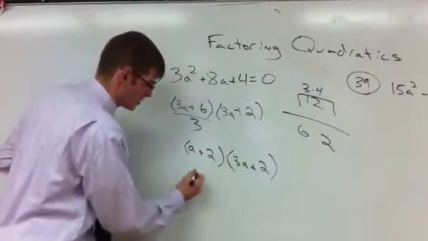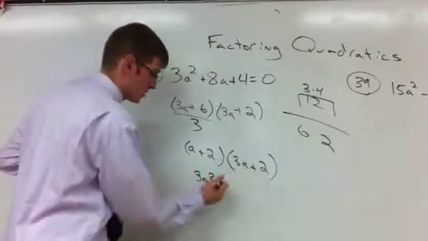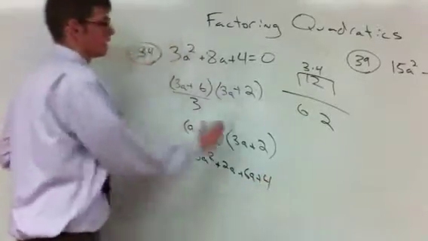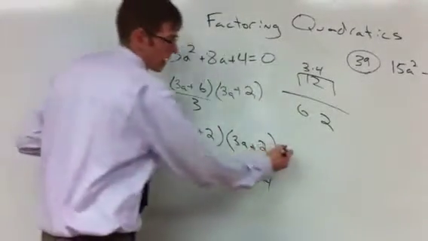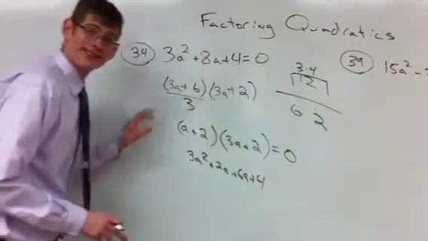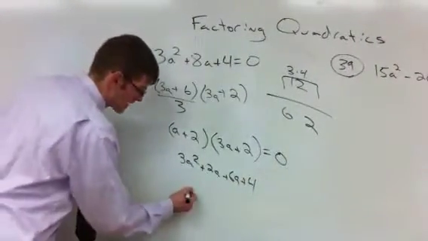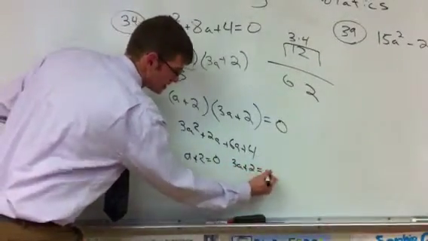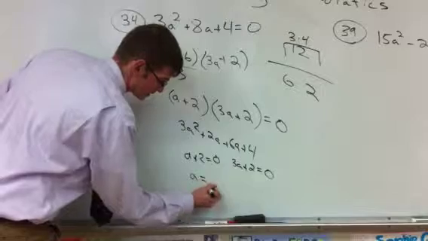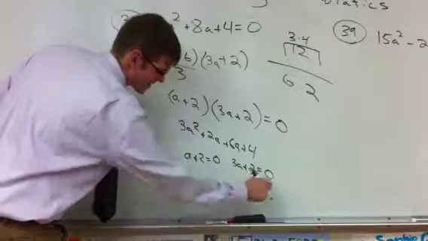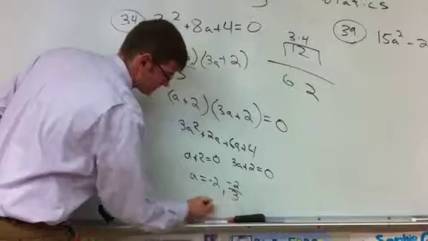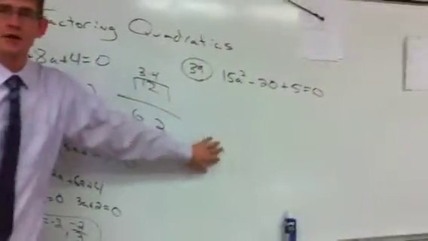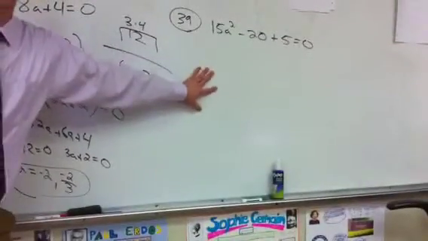So 3a squared plus 2a plus 6a plus 4. And it looks like that's going to be right after we do the math. And then this all equals 0. So if we need to get the zeros of the equation, it's a plus 2 equals 0 and 3a plus 2 equals 0. So our two zeros are a equals -2 and -2/3. That's the first one.